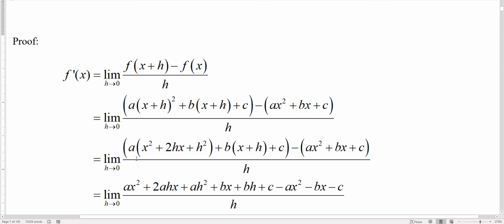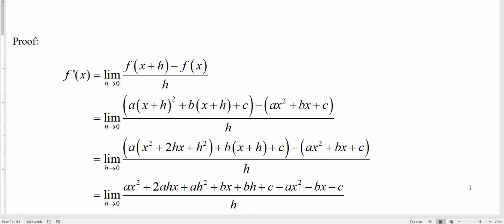Okay, anyway, using the distributive property, this gives us ax squared plus 2ahx plus ah squared plus bx plus bh plus c minus ax squared minus bx minus c. So we've expanded out that top. Now at this point, it maybe looks like we made it more complicated than we started with, but things are going to start getting better here in just a second. In fact, the very next step, things will start looking a little better. What can we do in the next step?